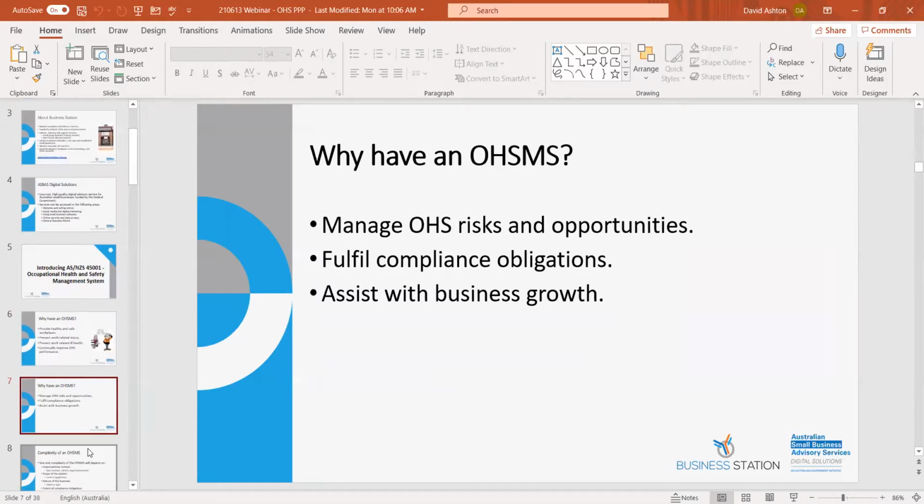and similarly the legislative compliance that comes with that, quite comprehensive safety legislation that you have to comply with. You need to identify what your safety risks are and manage those accordingly.